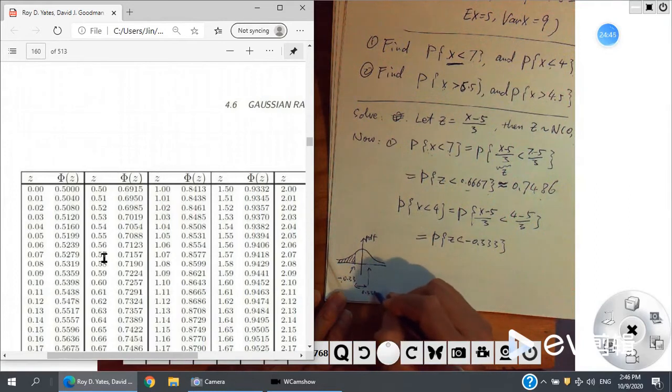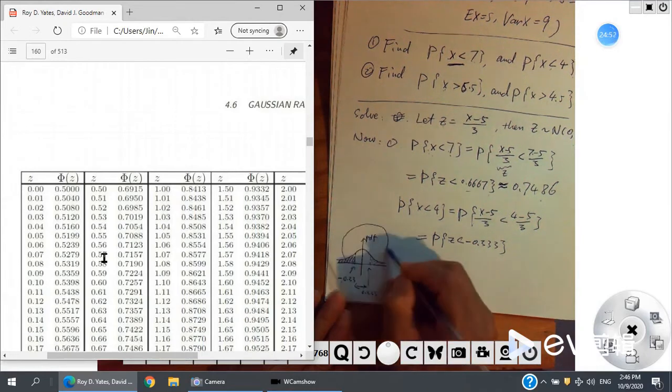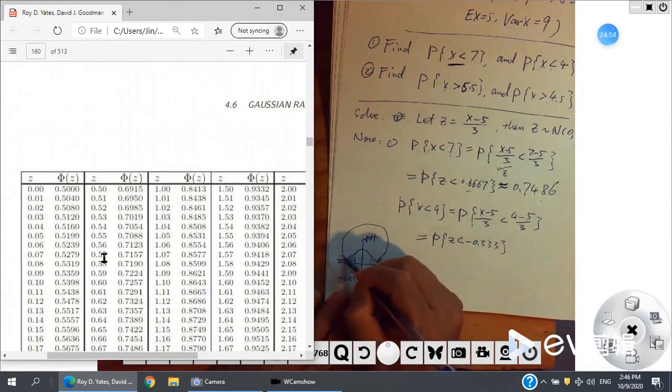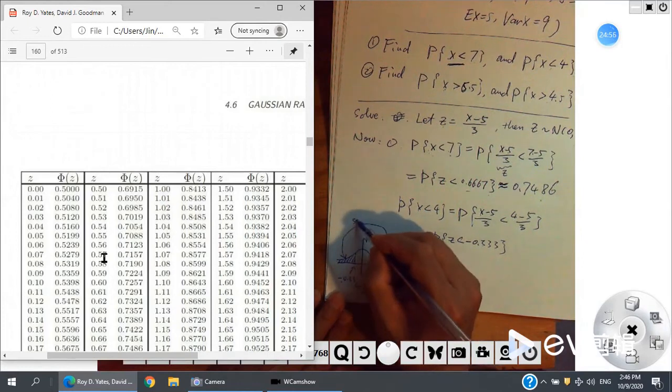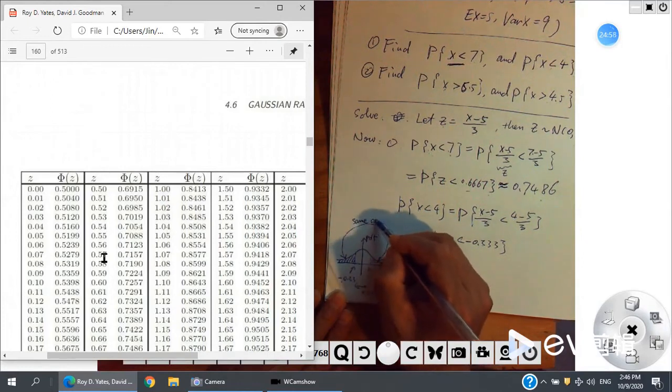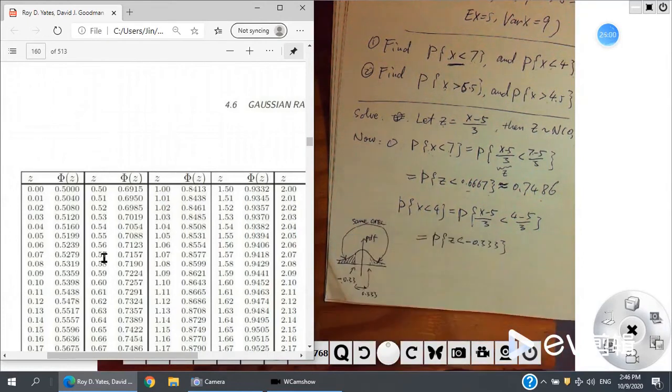0.333. So these two parts, they have the same area, right? Symmetrically. The left side shadow and the right side shadow, they are the same area.